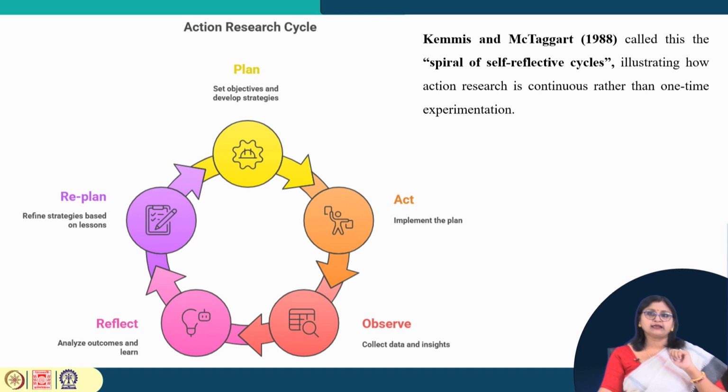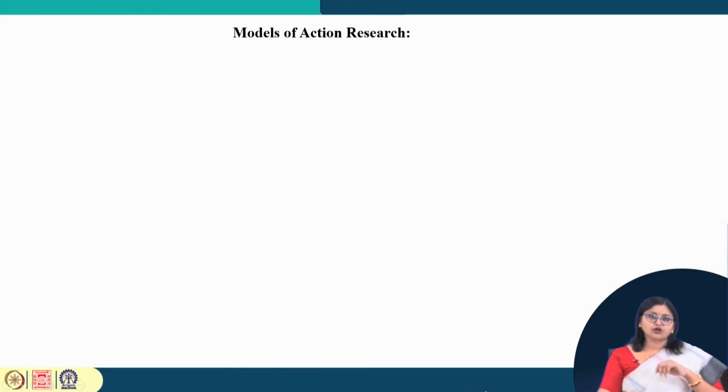Kemmis and McTaggart in 1988 called this the spiral of self-reflective cycles. Remember, spiral of self-reflective cycles, illustrating how action research is continuous rather than one-time experimentation. Suppose you have solved one problem, then again you will go for another problem to solve or improve your classroom teaching-learning environment. So, this is a cyclic process, and then you will go for the models of action research.